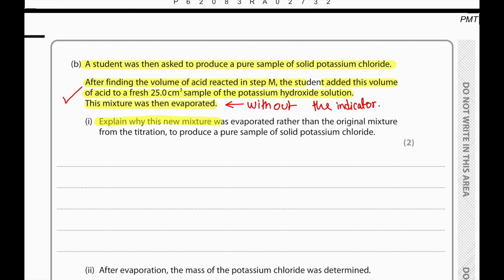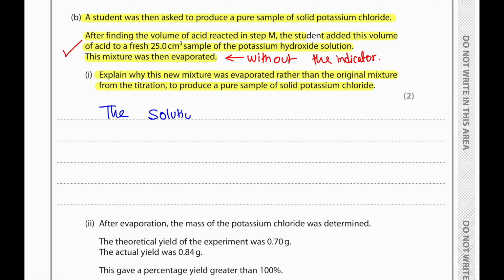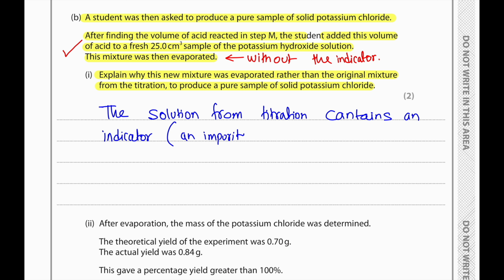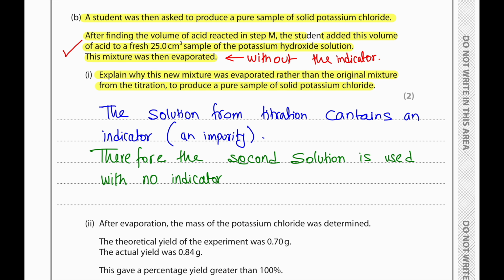Explain why this new mixture was evaporated rather than the original mixture from the titration to produce a pure sample of solid potassium chloride. The solution from the titration contains an indicator, which is an impurity. Therefore, the second solution is used, which has no indicator, so it will not contaminate the salt that is produced.